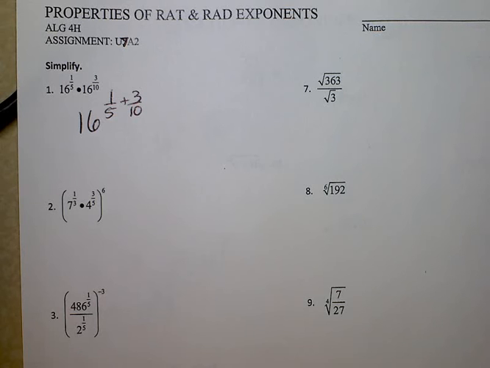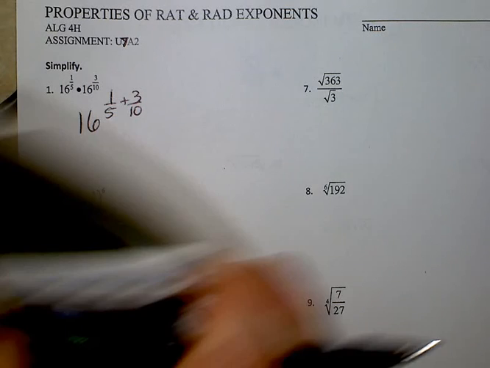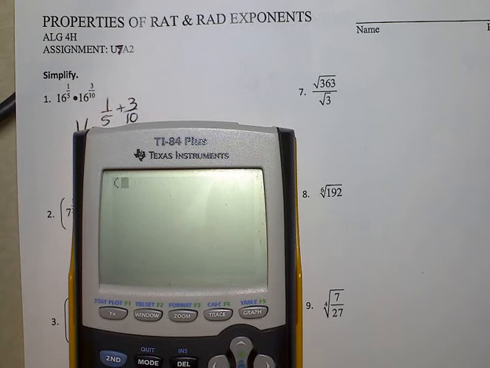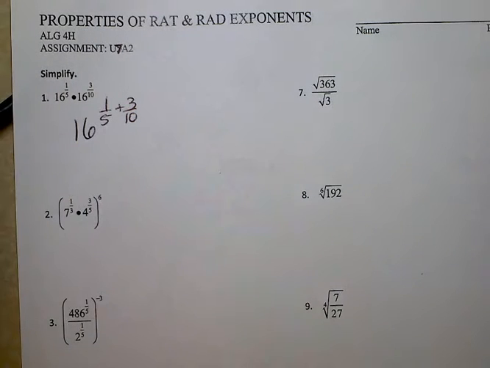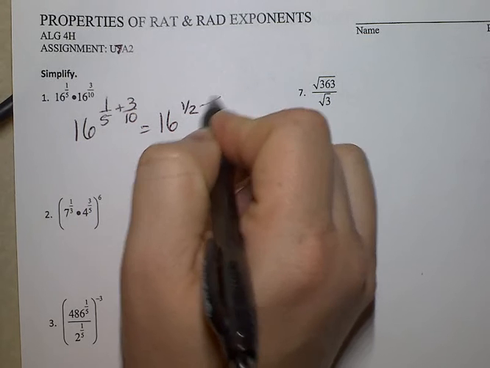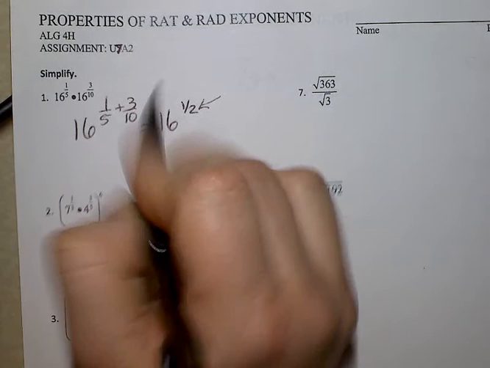I'm going to use the calculator to show you how to do it if you do not want to find a common denominator. So I'm going to take 1/5 plus 3/10, turn it back into a fraction, and it'll be 16 to the 1/2 power. This means when you evaluate what number times itself 2 times gives you 16, the answer is 4.